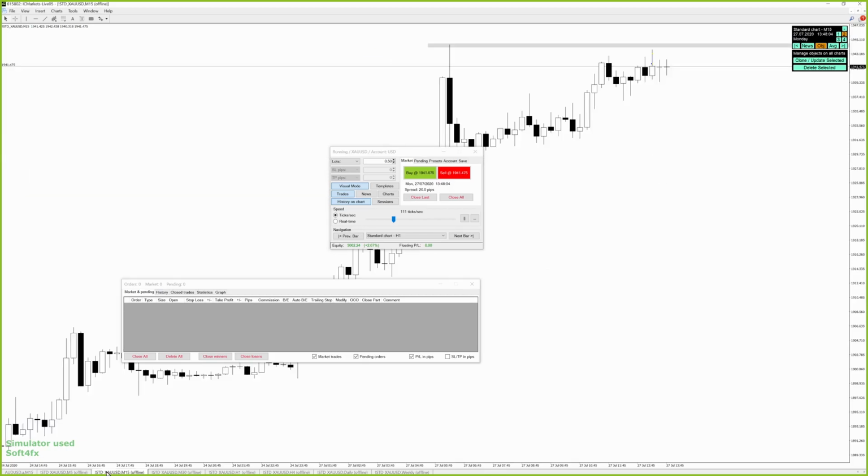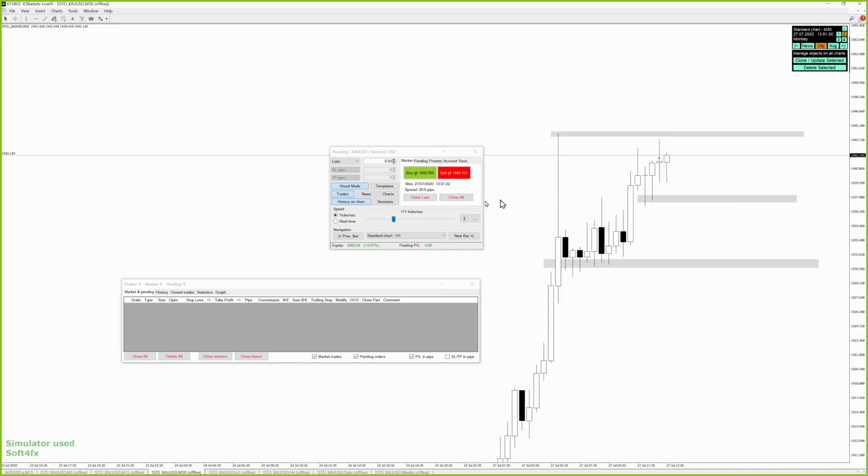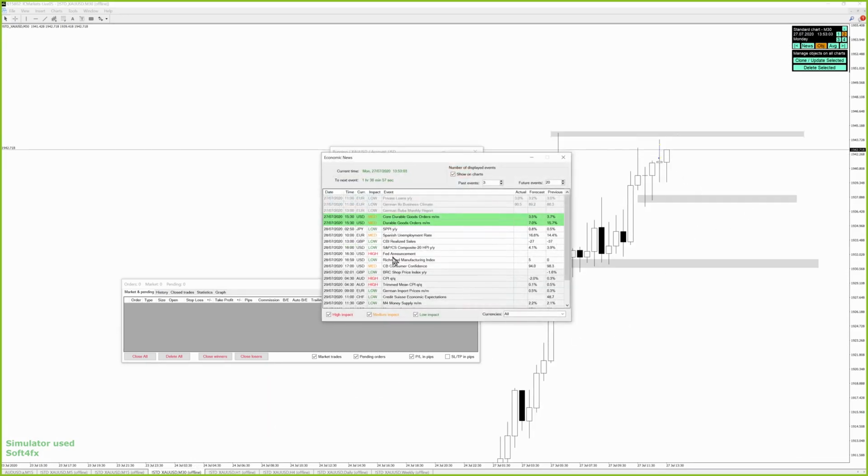Let's take a look at the 15-minute time frame. 15 minutes is just ranging here, just a difficult range. Let's take a look at news. We don't have any news coming on. We have some Fed announcements later on, but that's about it.